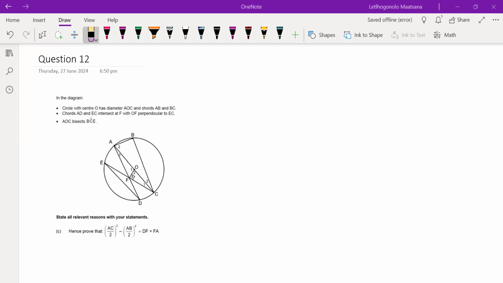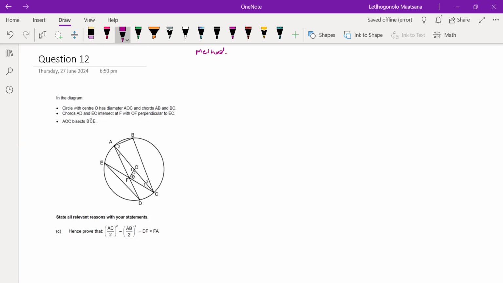Question C wants us to hence prove that (AC/2)² minus (AB/2)² is equal to DF times FA. If you look at the memo, you'll see that there's an alternative way. There's two ways in which they do this. Both ways are similar to each other. It's just the first part of proving FC that is different. So I'll show you how they prove FC on both parts, and then we'll go ahead and do the last part. So for the first method, let's write here, method 1.